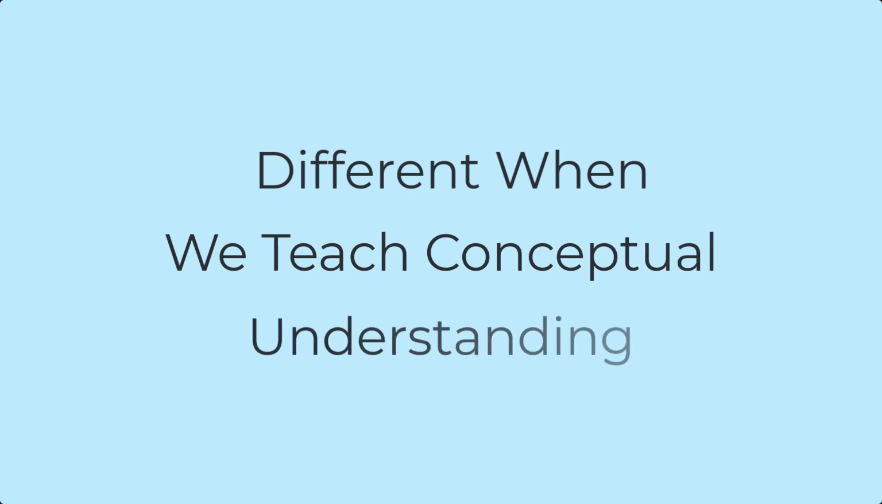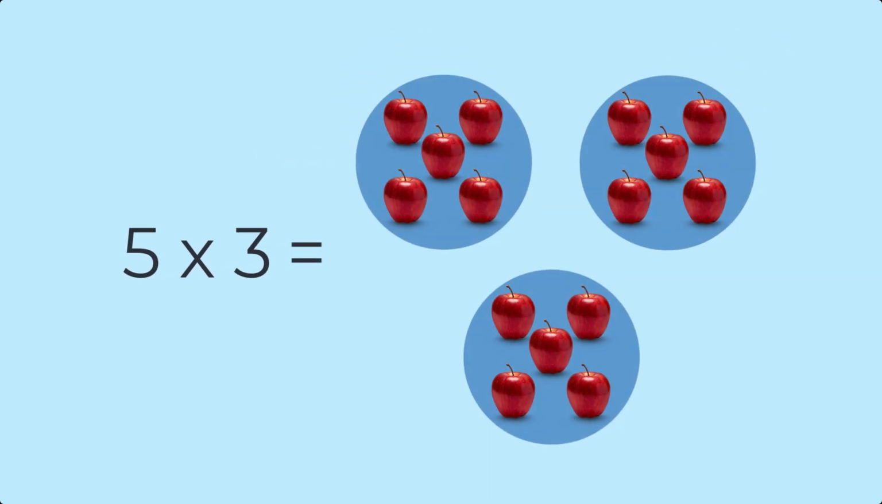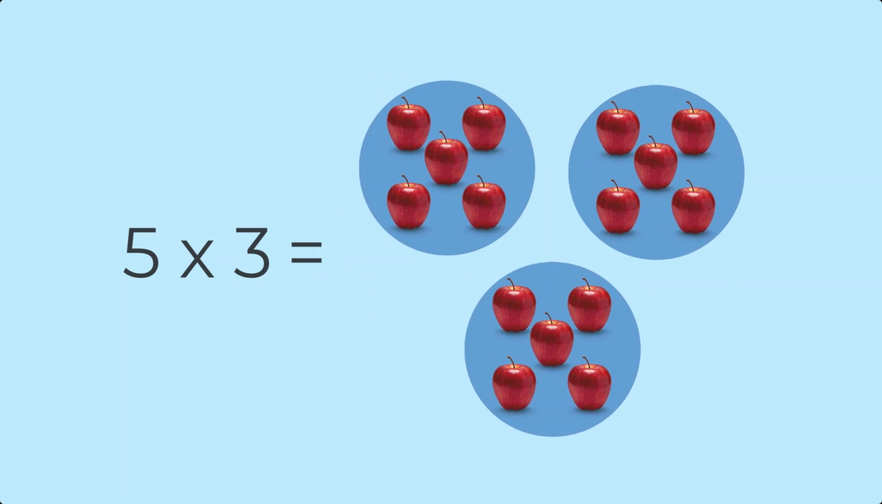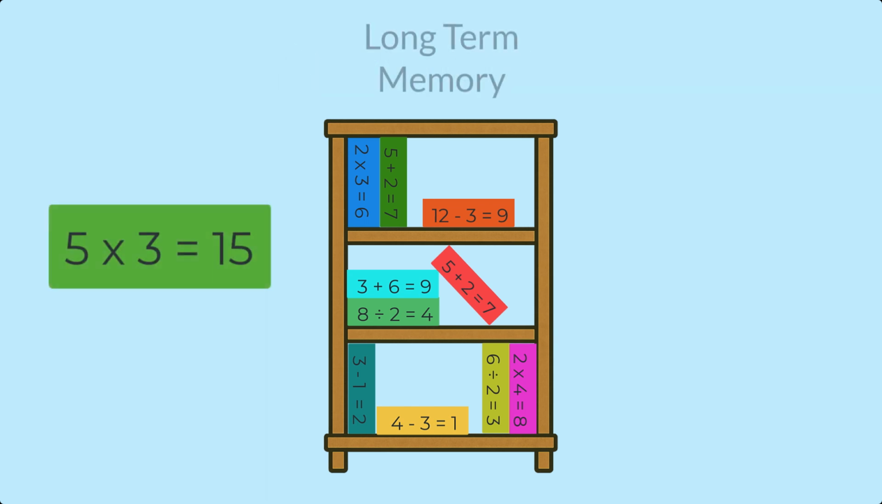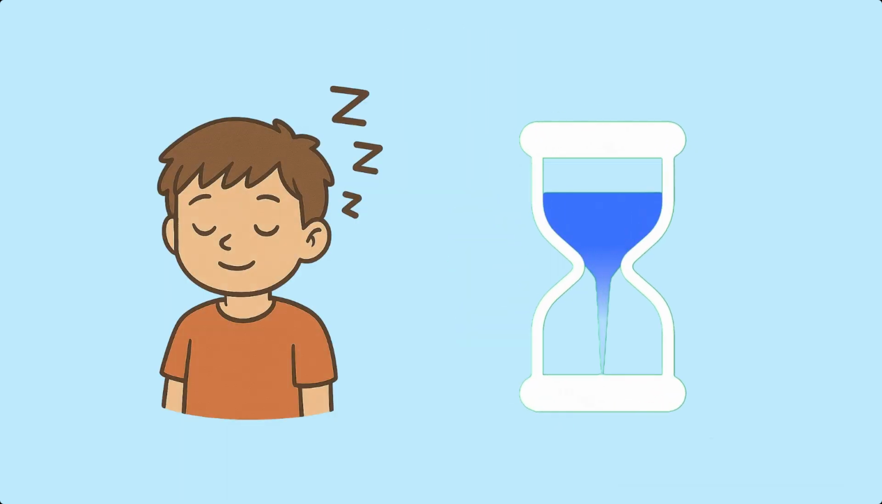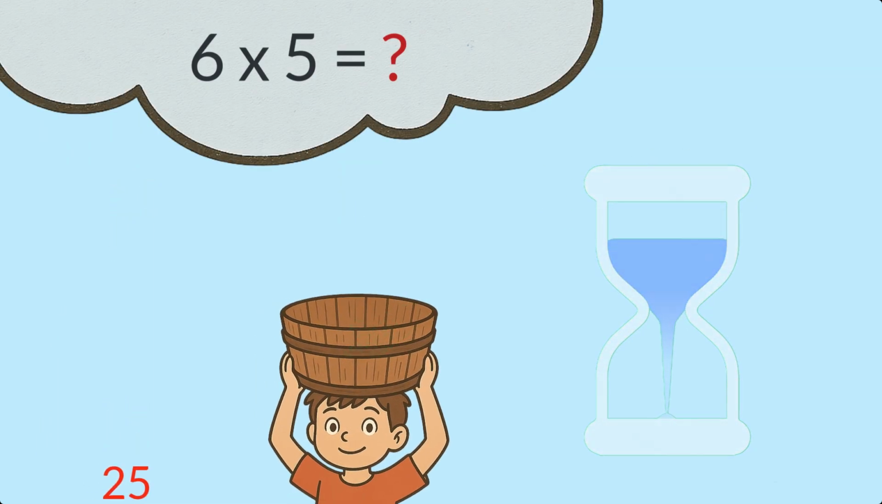Note that this strategy is different when we teach conceptual understanding. When we teach conceptual understanding, we want a student to have time to think about the relationships of numbers to each other. But when we teach automaticity, we have a specific goal: to move a math fact into long-term memory so that it can be accessed for direct recall. The controlled response time is how we convince the human brain that this information is important enough to store long-term.